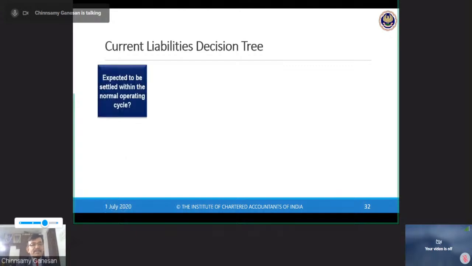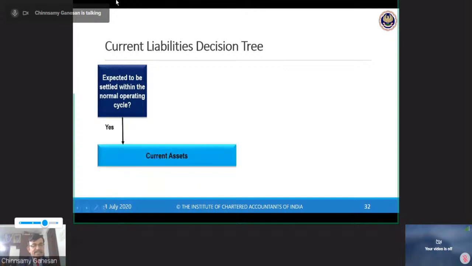For example, here, whether it is expected to be settled within the normal operating cycle. If I say yes, it's a current liability. It's not current asset. It's an error. It's a copy paste of situations. When you prepare one slide in one format and change it to another format, this is current liability, because we are talking about the current liability decision tree.